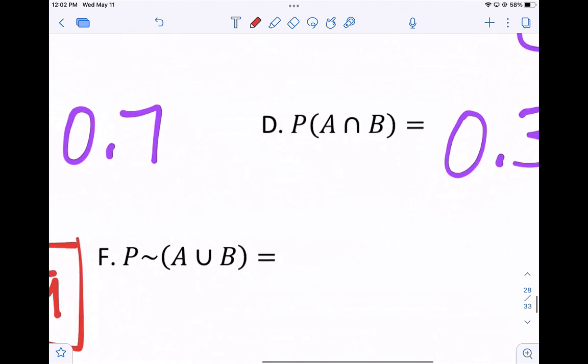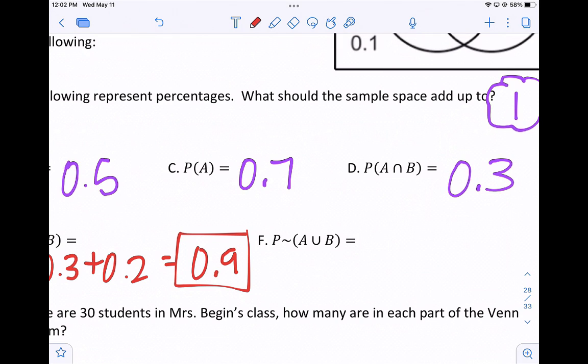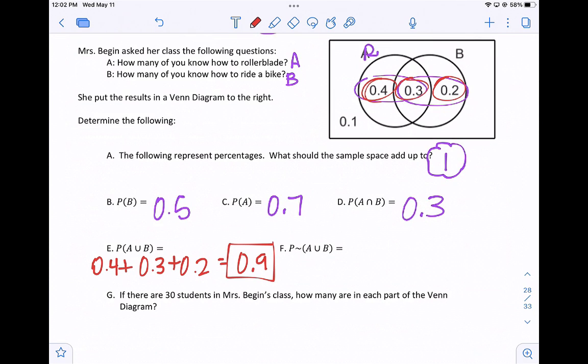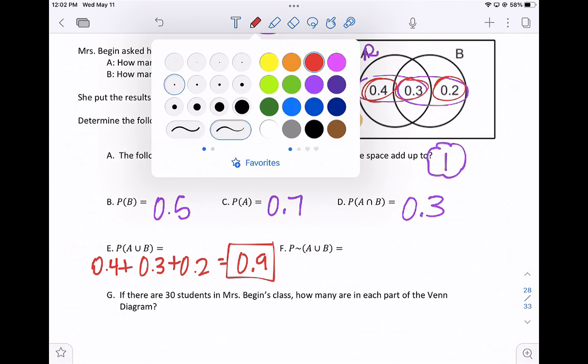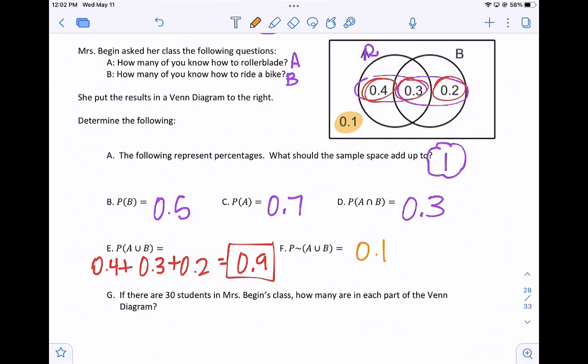All right, and then we see the complement. So how many don't know how to rollerblade and bike? Oh, how many don't know how to rollerblade or bike? So that's people who don't know how to do either. So it's the 0.1. So 10% of the kids that Miss Bayesian asked don't know how to do either.